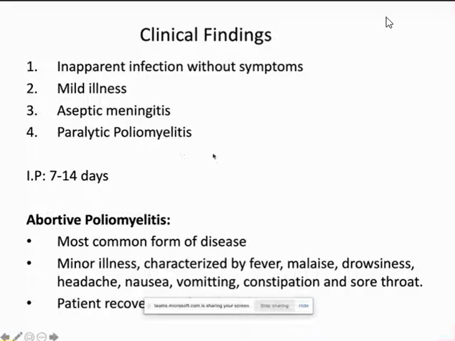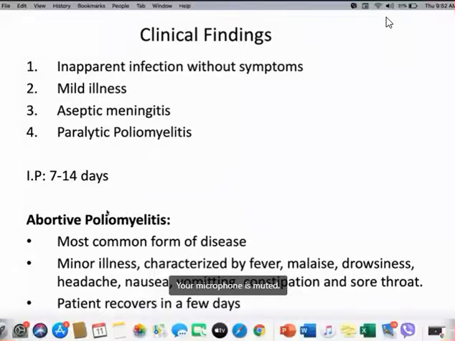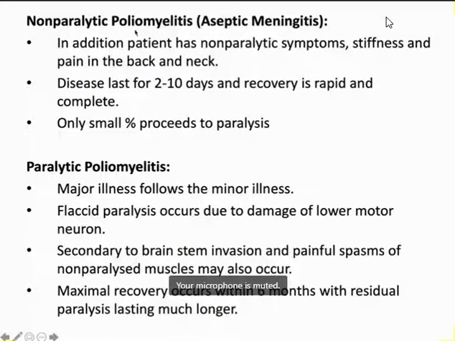Okay, so now these are certain terminologies. For example, abortive poliomyelitis. Here this is the most common form. Here the patient will have some non-specific features, and the patient will recover in a few days. So that means paralytic poliomyelitis will not be there. The non-paralytic poliomyelitis, I have already mentioned, there will be the feature of meningitis due to multiplication of the virus in the CNS involving the meninges.